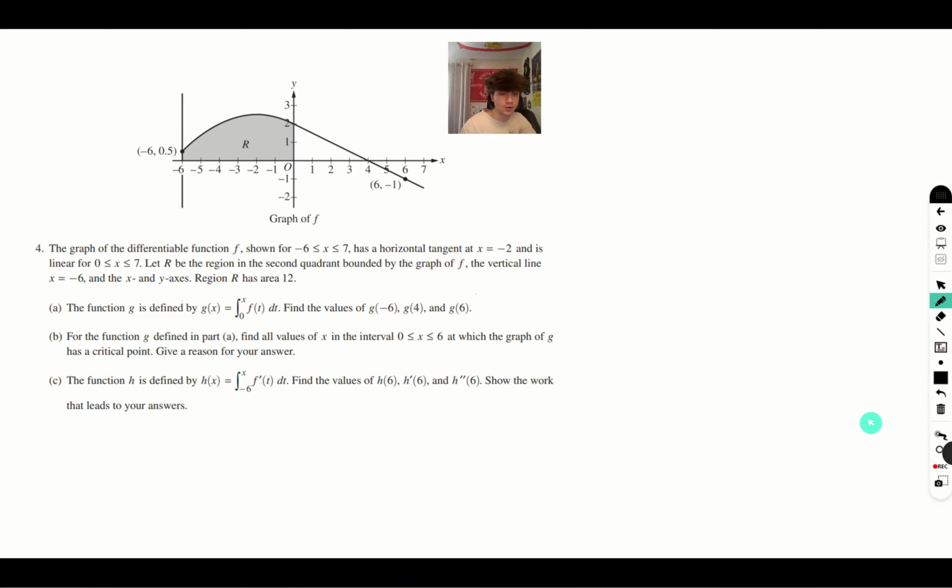Now let's take a look at part C. The function h is defined by h of x equals -6, the integral from -6 to x of f prime of t dt. Find the value of h of x, h prime of x, and h double prime of x.